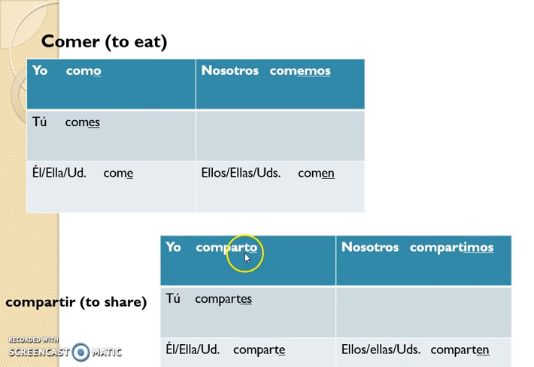So, notice that the yo form ends the same way, the tú form ends the same way. The él, ella, usted form ends the same way, and so does the ellos, ellas, ustedes form. However, notice the difference in our nosotros form. For compartir, which is an IR verb, we use nosotros compartimos. For comer, which is an ER verb, in the nosotros form, it's comemos. So in yo, tú, él, usted, ellos, ellas, ustedes, ER and IR verbs are conjugated using the same endings. But in the nosotros form, we have to differentiate. Emos for ER verbs, imos for IR verbs.